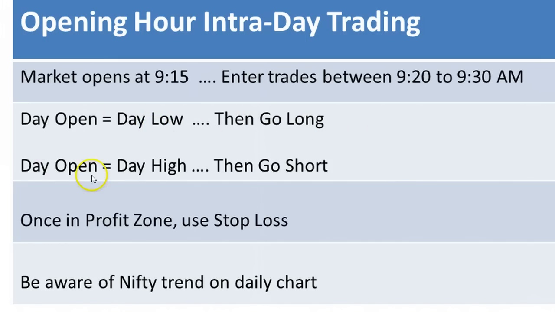And if the day open is equal to the day high, meaning the stock opened at a high and then faced selling pressure right from the opening price and kept going down, you try to go short on that. Similarly, when day open equals day low, it means the market opened at a price and right from the start there was buying intent in that stock and it just went up from there.